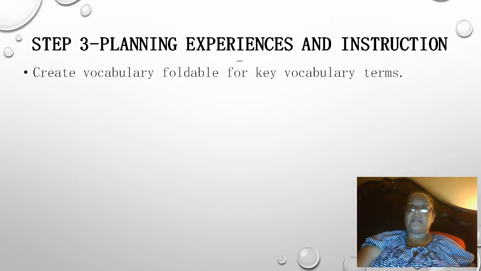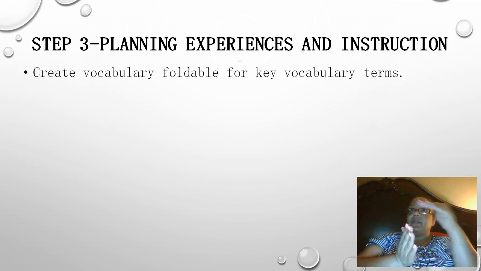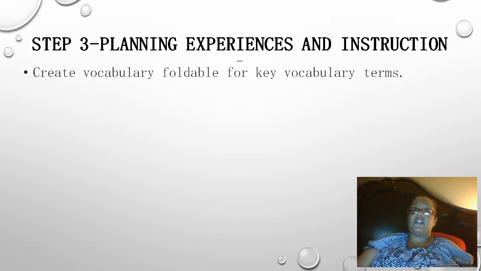The 3-step learning plan: planning, experience, and instruction. Students are going to create, this is our process. This is where we do our lesson plans and what we expect them to do. They're going to create vocabulary foldables for key vocabulary terms, where they take the paper and they fold it and then we slit it, and they can have the word on the top or the definition, and when they pull it back it's the word or the definition, or vice versa.